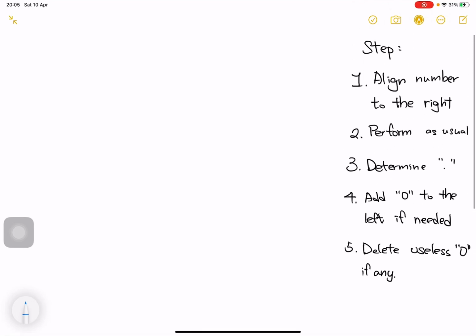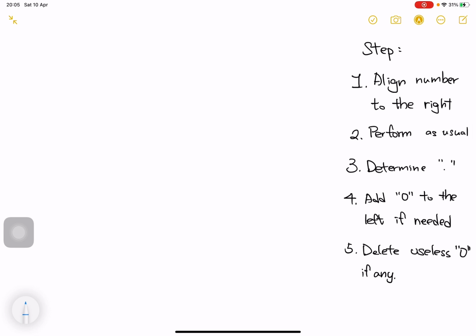Today I'm going to talk about the multiplication of decimals. How can we do the multiplication of decimals? We can just think of how you do the multiplication of whole numbers.